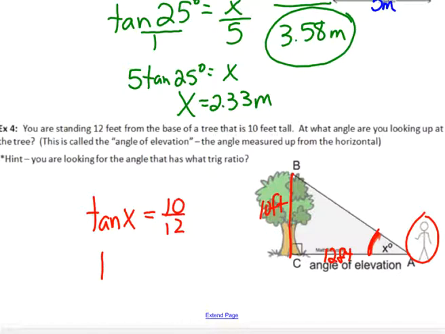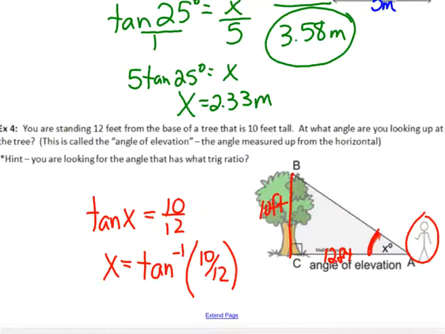So in order to find x, for our x, we're going to do an inverse of tangent. It's like undoing it. So like a square, the inverse of that is square root. Tangent would be inverse tangent. So tangent inverse of 10 over 12. Now you could find that decimal of 10 over 12 and take the inverse tangent of it.